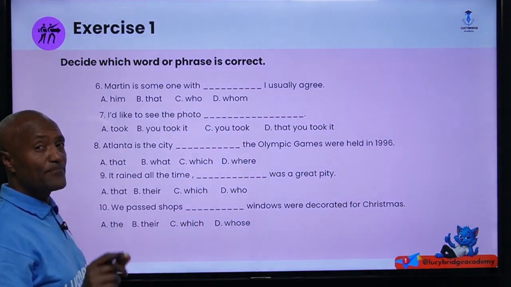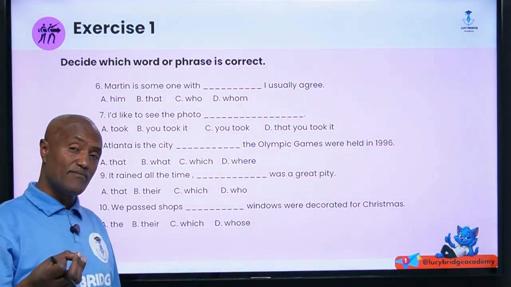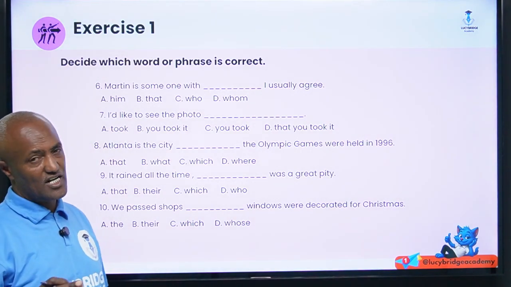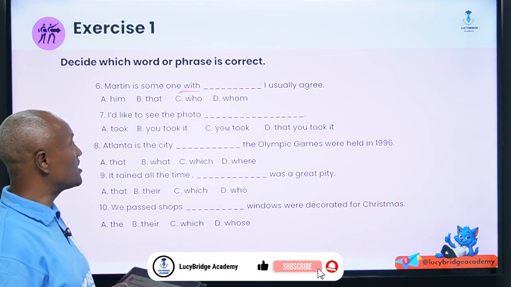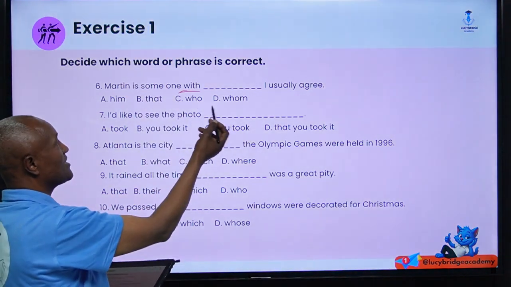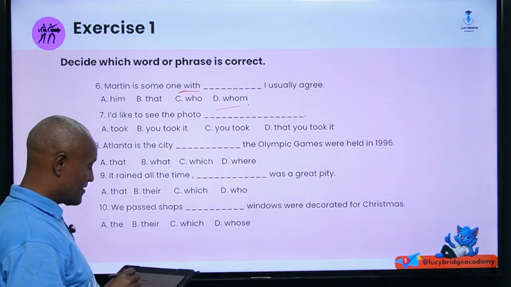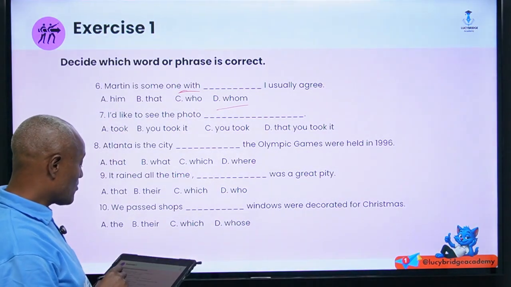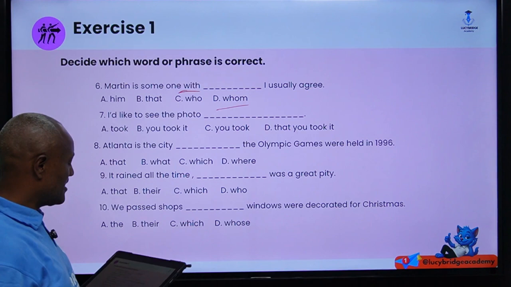Therefore, remember that only which and whom are preceded by a preposition. Here we have the preposition with, and we are talking about a person, therefore we use what? That is whom: "with whom I usually agree." "Is with whom I would like to see the photo dash here."